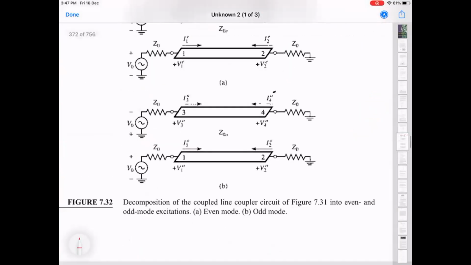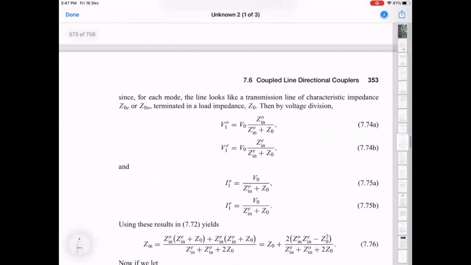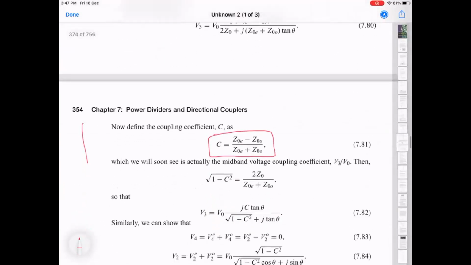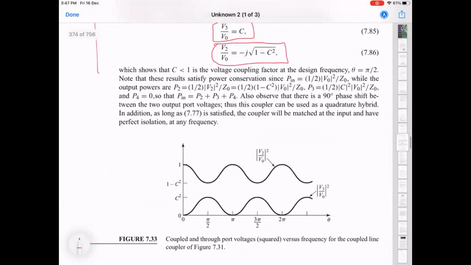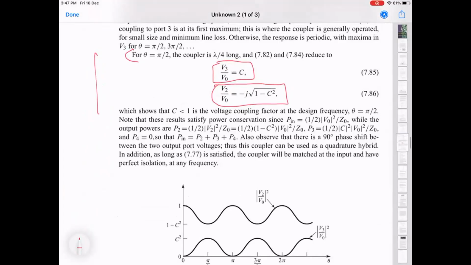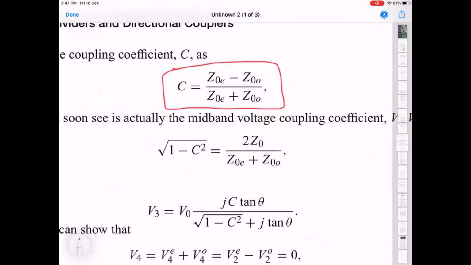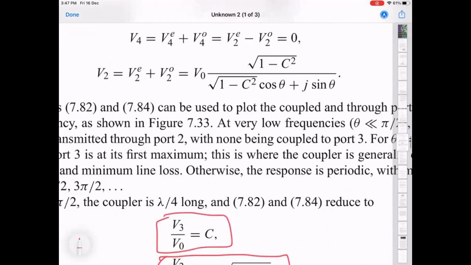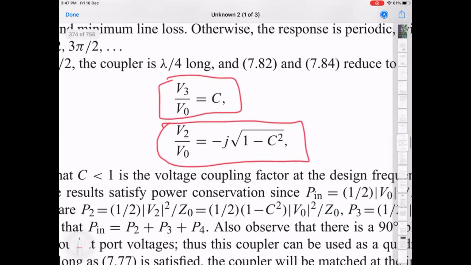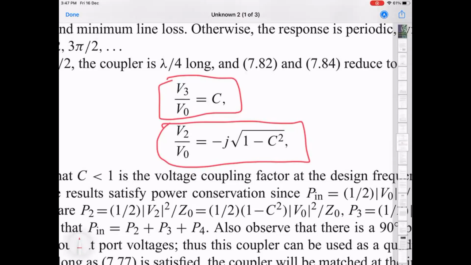So they analyze this using the even-odd mode, and I will not go through that here. You can take a look at it. And what you arrive at are these important equations. A natural term comes in, which is identified later as the coefficient we call the coupling coefficient C. That's the difference between the even and odd mode impedance divided by the sum of the even and odd mode impedance. And later on, for the right length of the coupled transmission line, it turns out to be the coefficient of port number 3.